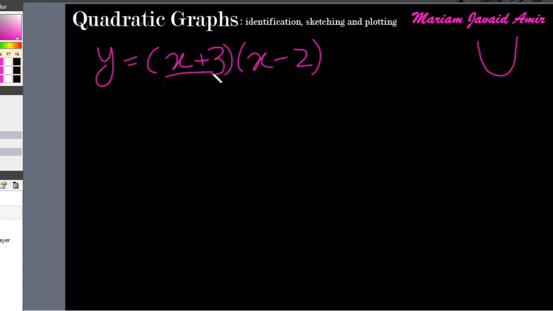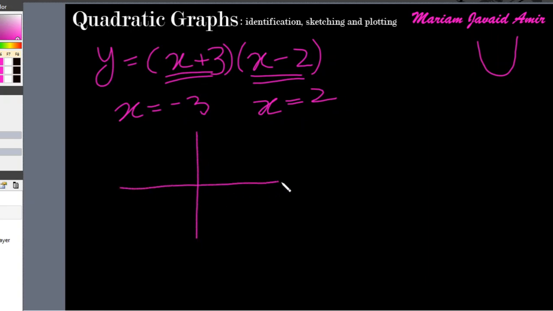Now equate this to 0, we'll get x equals -3. Equate this to 0, we'll get x equals 2. So the two solutions or the two roots are 2 and -3. So the graph will be a U-shaped graph which will cut the x-axis at 2 and -3.